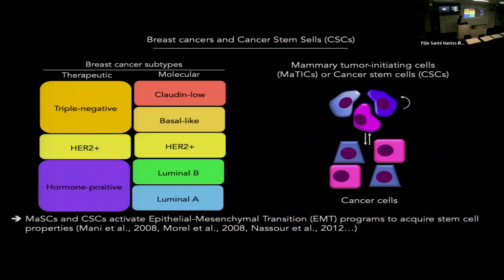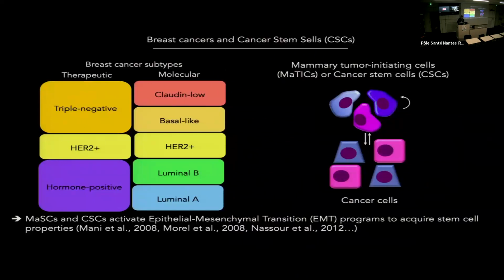Important papers published over the last decade revealed that normal and transformed mammary cells activate an epithelial plasticity program known as epithelial mesenchymal transition to acquire stem cell properties, to regulate early mammary gland development or the formation of poorly differentiated breast cancers, triple negative or claudin-low breast cancers.